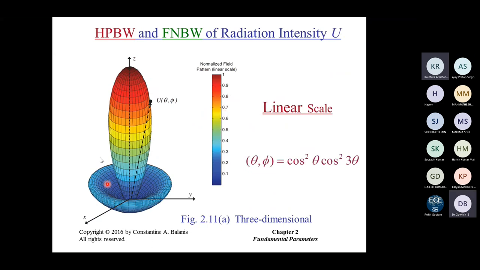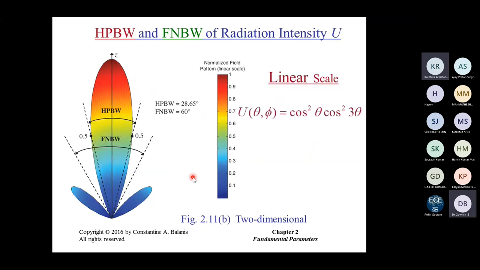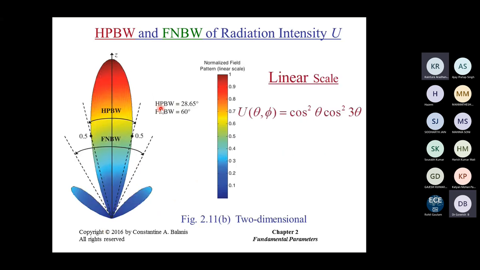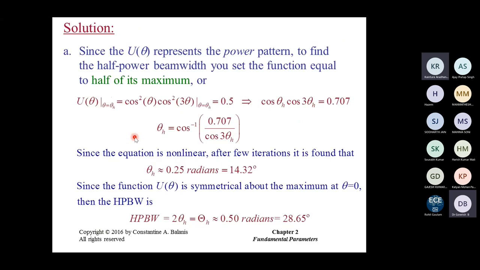This is how the pattern looks in the 3D plot. If you plot it in MATLAB, you take this expression and vary theta and phi. It is symmetric with phi, so for phi from 0 to 360 degrees it is symmetric. If you vary theta, you get a very neat 3D plot. It actually includes one minor lobe also. Now this is a 2D plot. If you take the cross section, say the YZ cross section or XZ cross section, you will get a 2D plot. Now the goal is to calculate the half power beam width and first null beam width. How do we do it?